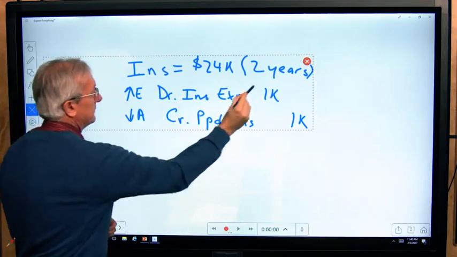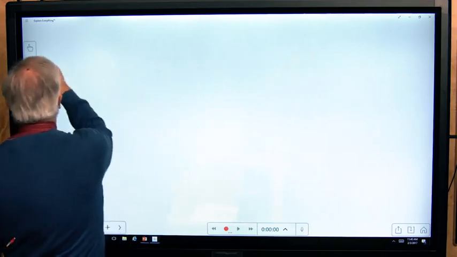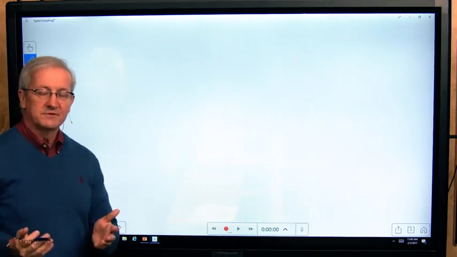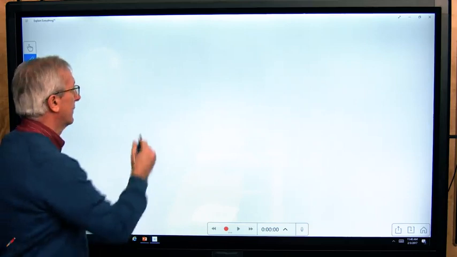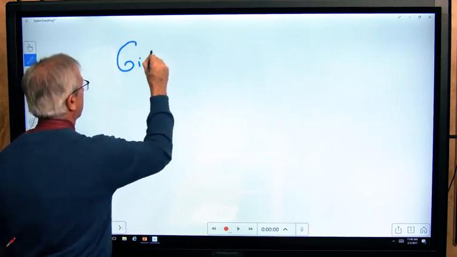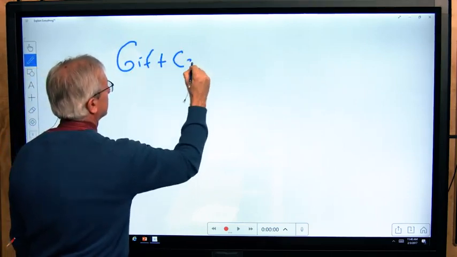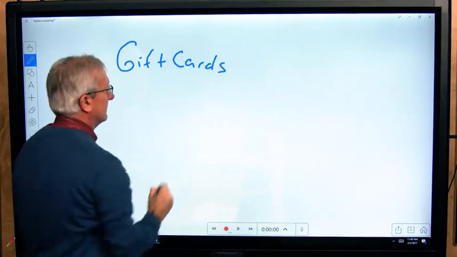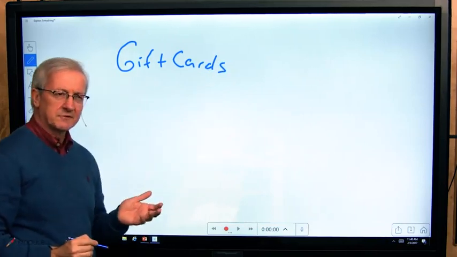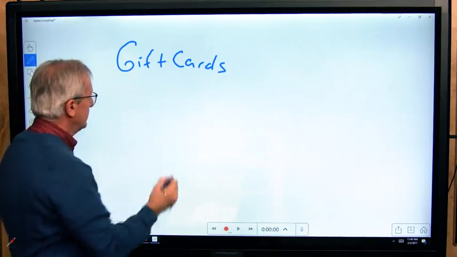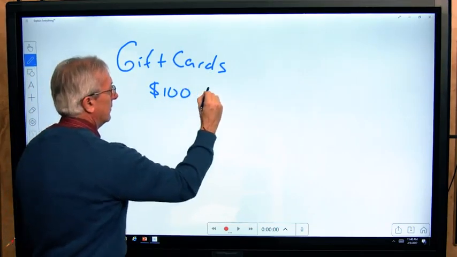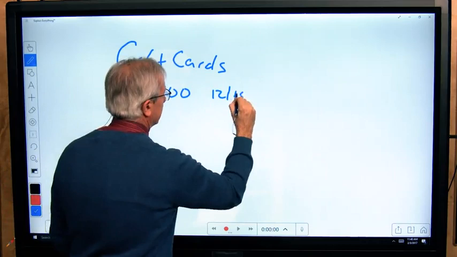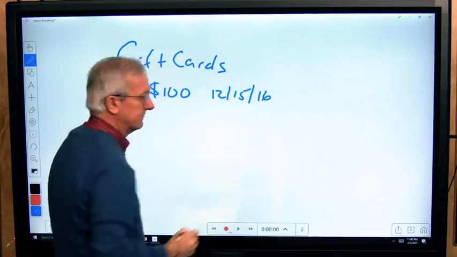Now let me take you through the other example of an adjusting entry, in the case of, say, an unearned income, such as gift cards, right? We buy gift cards all the time, usually right around the holidays is the most frequent. Let's say you want to come to one of our Hershey restaurants. So you buy your spouse a $100 gift card on 12/15 of 2016.